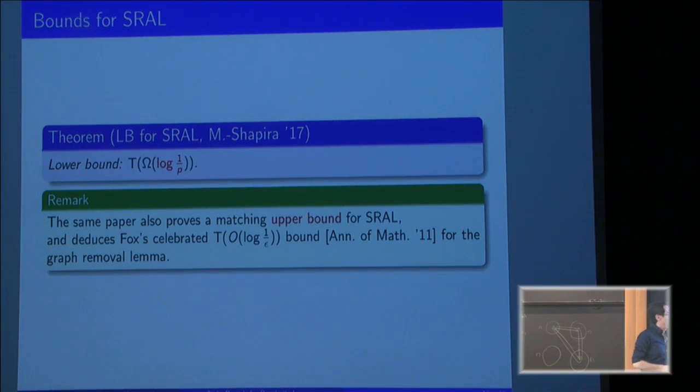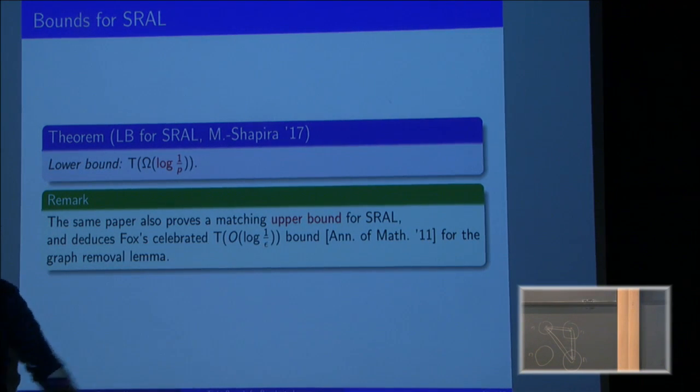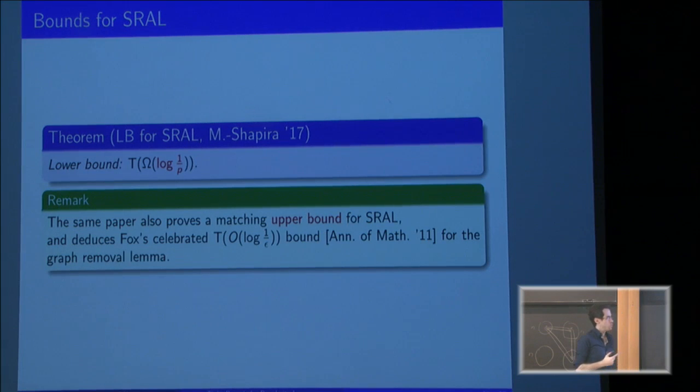And also from the same paper, we were able to apply this upper bound to deduce a celebrated result of Jacob Fox, giving an improved bound for the graph removal lemma. And that result was quite interesting because it was the first time someone proved the removal lemma not using Szemerédi's regularity lemma. Szemerédi's regularity lemma would give you a bound here which is a tower of height polynomial in 1/ε, and Jacob improved the height to logarithmic in 1/ε.